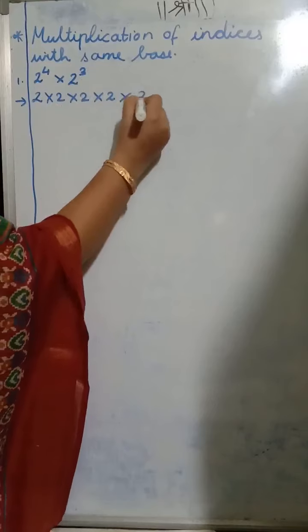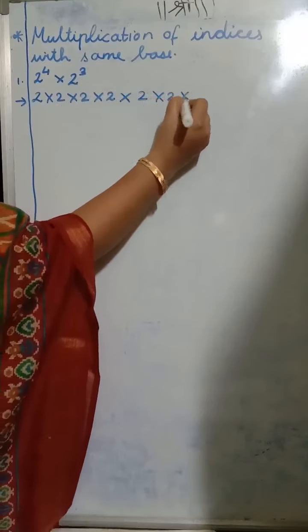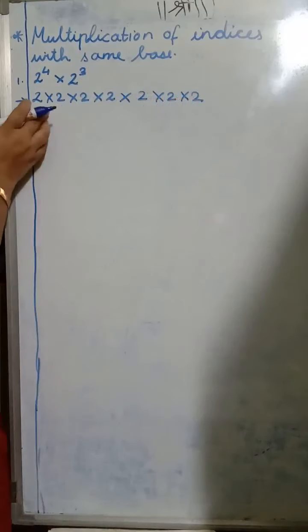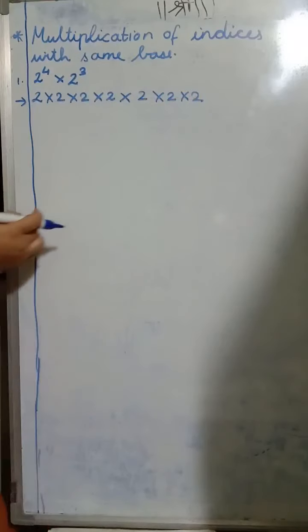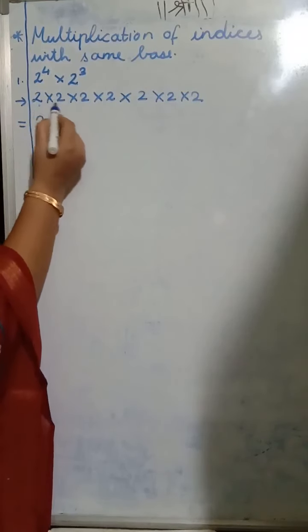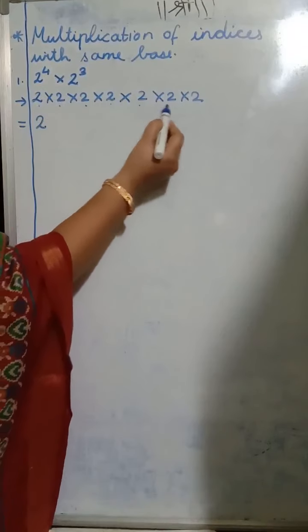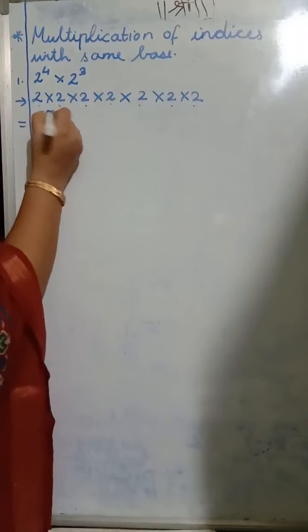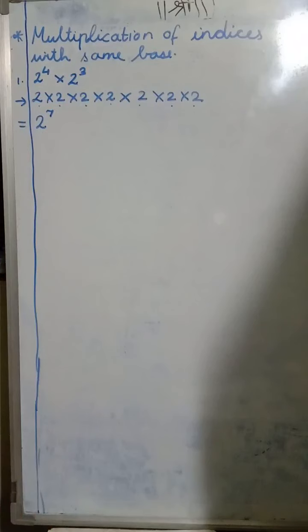Again, 2 raised to 3 means I am taking 2 three times. Now see, did you see, is it added? So we will count it: how many times is 2 there? 1, 2, 3, 4, 5, 6, 7. That is 2 raised to 7. So the index form is 2 raised to 7 and the answer is also 2 raised to 7.